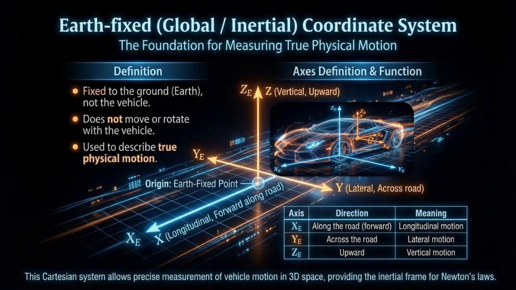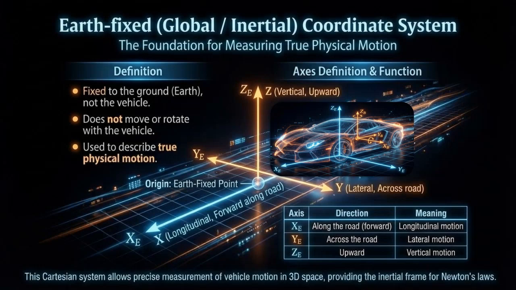In physics, motion is always measured relative to something called a reference frame. In vehicle dynamics, Newton's laws only apply in an inertial frame, which means a frame that is not accelerating. For road vehicles, the Earth is close enough to an inertial frame. So vehicle motion is described relative to the Earth, not relative to the vehicle itself. This is called the Earth-fixed or global coordinate system.